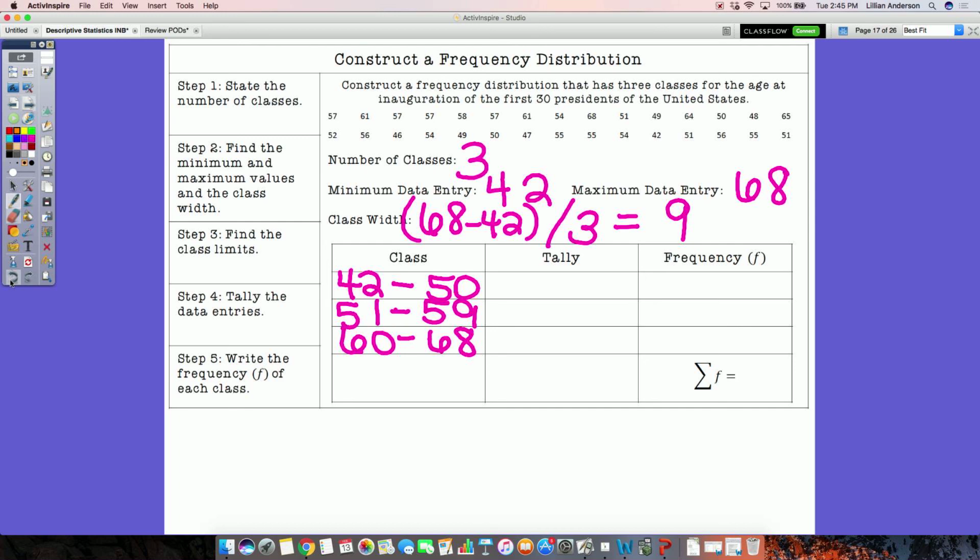How did you get 51 again? You subtracted and then divided by 2? We added 9 to each one of those values, which was our class width. All right? So now we can fill everything in, right? Because now that we have our ranges, we're looking to see how many presidents were between the ages of 42 and 50 inclusive from the first 30 presidents. So you go through your data and you figure out how many presidents that was.